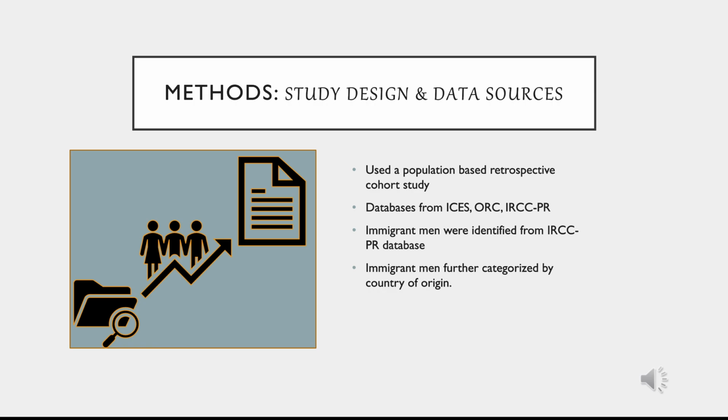The researchers of this study obtained data from the ICES, ORC, and from the IRCCPR. For the study population, they identified all the males in Ontario aged 20 years and older. To separate the immigrant men from the Ontario long-term residents, information about the males from the IRCCPR were considered to be immigrants. The immigrant men were further categorized by their country of origin.